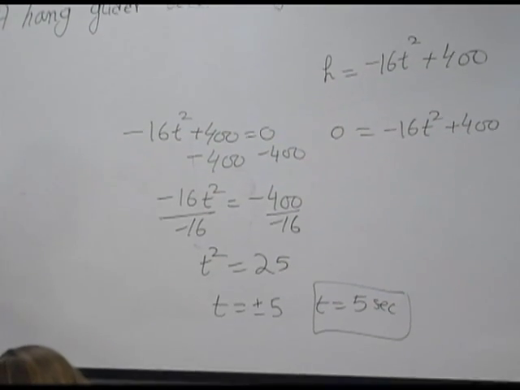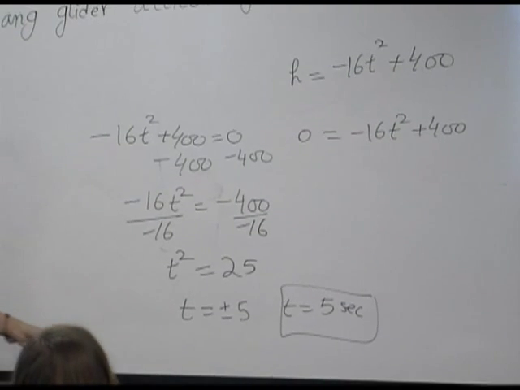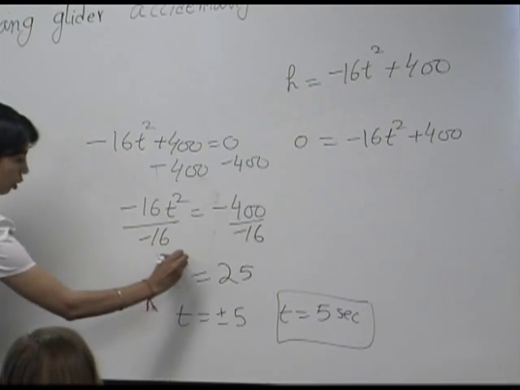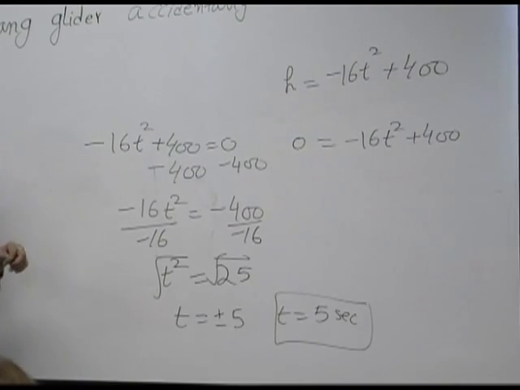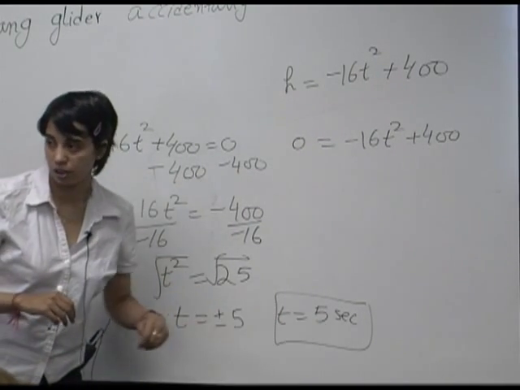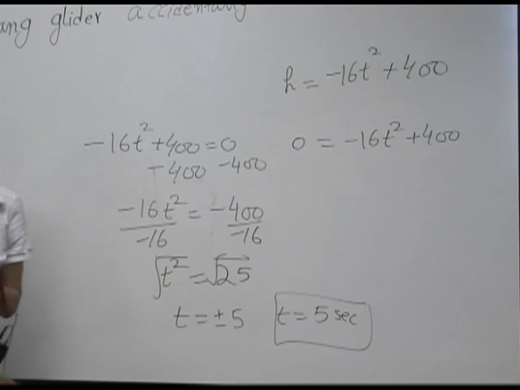Because t squared is 25, we don't need t squared. Remember, anytime you have a square, you take the square root of both sides to get rid of the square sign. That's chapter 7. So that's why we get 5 seconds. Good? Enough with that? All right, let's do the next try.